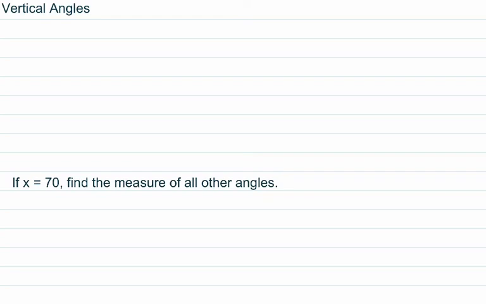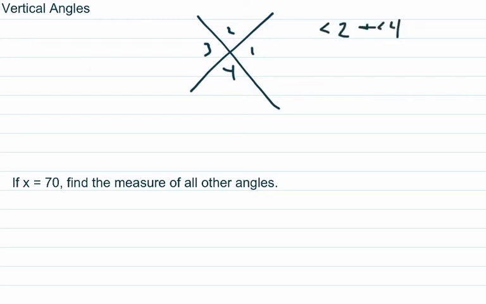Alright, moving along to different types of angles that you're going to see in this next part of the lesson. Vertical angles. On vertical angles, we have two lines that intersect, and 4 angles happen. We have angle 1, angle 2, angle 3, and angle 4. Vertical angles are opposite of each other, sharing the vertex. So angle 2 and angle 4 are vertical angles. Angle 1 and angle 3 are vertical angles.